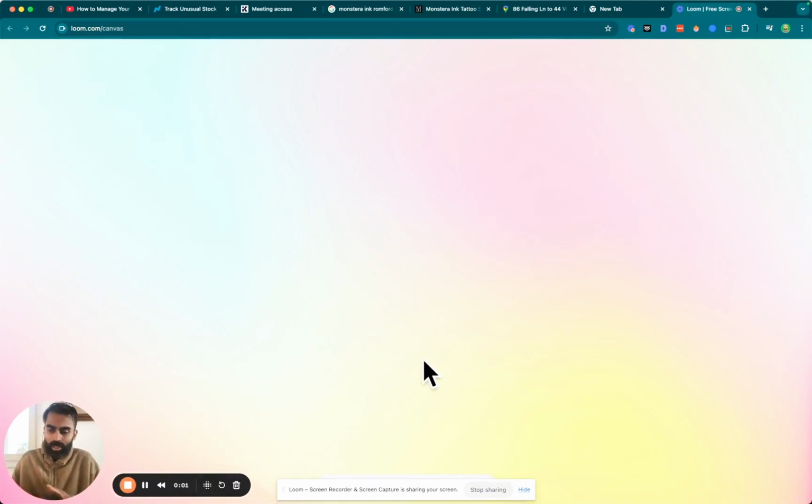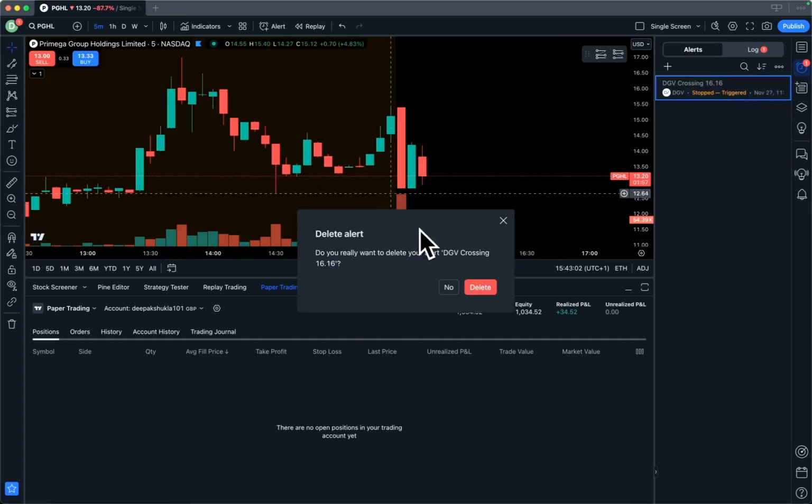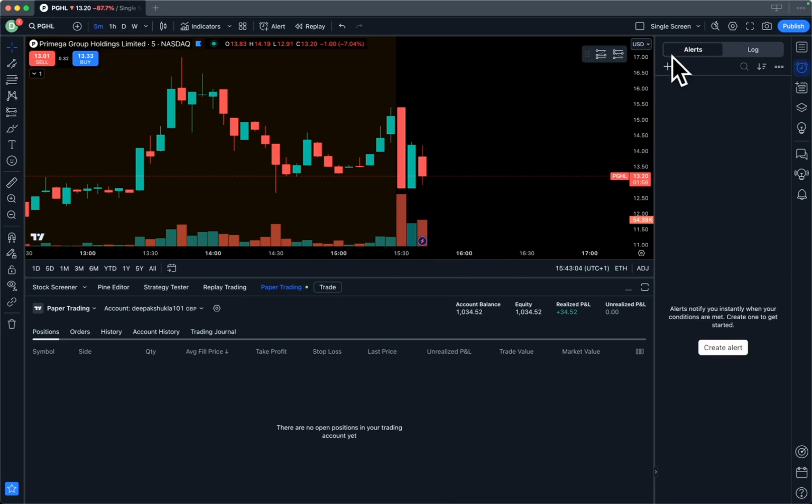Hey guys, so I'm going to log into TradingView and look at what I can identify from a DVG crossing. This was the stock I was looking at. The alert is gone, so we bin that alert. So I'm going to now go to create alert, no problem.